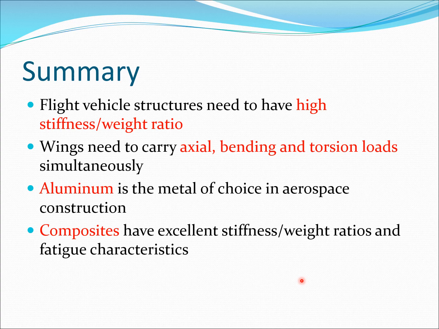So let's summarize today's lecture. We saw that flight vehicle structures need materials and structures which have a high stiffness to weight ratio. So this is something very important to remember. There is a very favorite question in many interview panels as to why steel is not used in the different aircraft structures because it's so good in terms of stiffness, and the answer is because it's also much denser, so you are not getting the benefit of high stiffness to weight ratio.